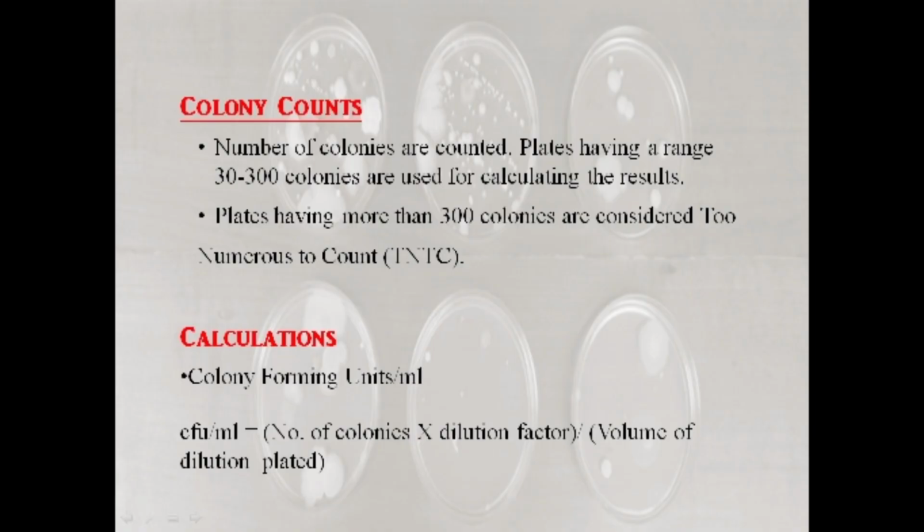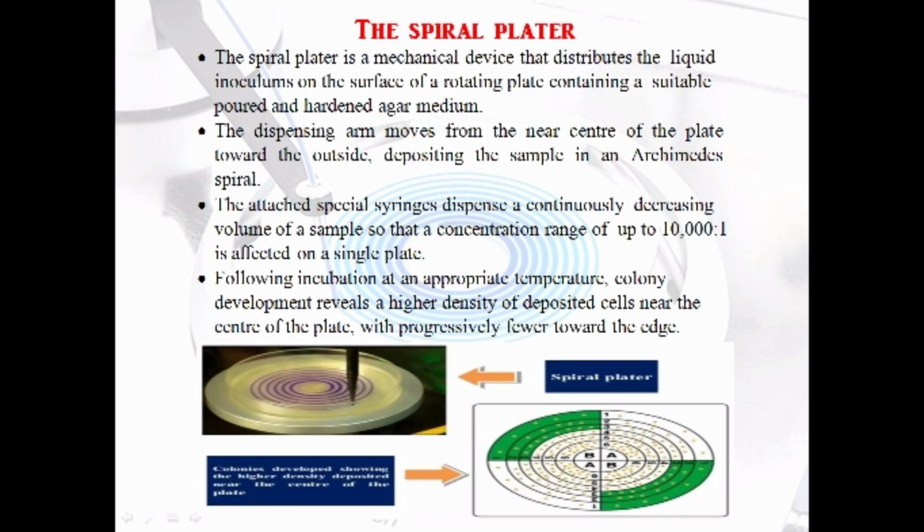We will now move on to the colony counts. Here, the number of colonies is counted. Plates that have a range of 30 to 300 colonies are used for calculating the results. But plates that have more than 300 colonies are considered too numerous to count, following which calculations are performed. The formula for which is colony forming units divided by the volume of dilution plated. Here, colony forming unit stands for the number of colonies multiplied by the dilution factor.